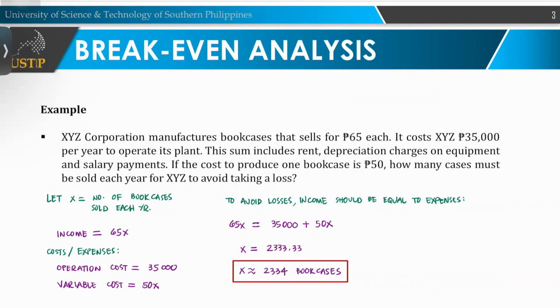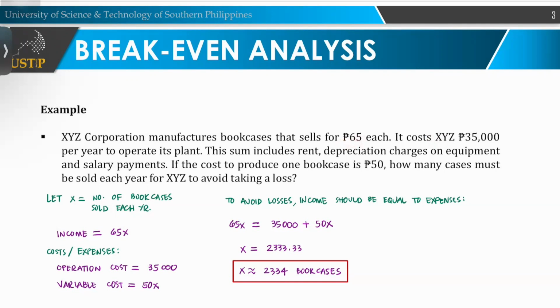And then we identify the income. Okay, the income and the cost. First, the income, it says here, class, that it will sell at 65 pesos each. That means your income is 65 times the number of bookcases sold that year. Okay, so that means we have 65x. Okay, that's just for the income. Kay wala na may laing income value, no? Aside from the selling price niya, which is the 65 pesos.